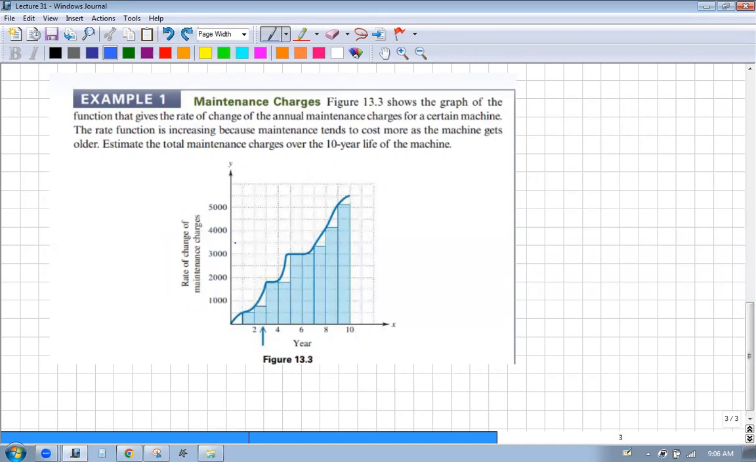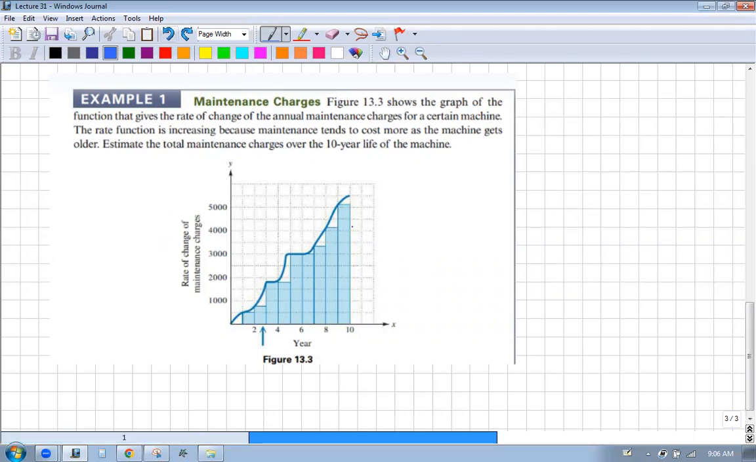Okay, so the rate function is increasing because maintenance tends to cost more as the machine gets older. Estimate the total maintenance charges over the 10-year life of the machine. So instead of just maintenance charges, we have a rate of change of maintenance charges, which doesn't make this any easier to understand.